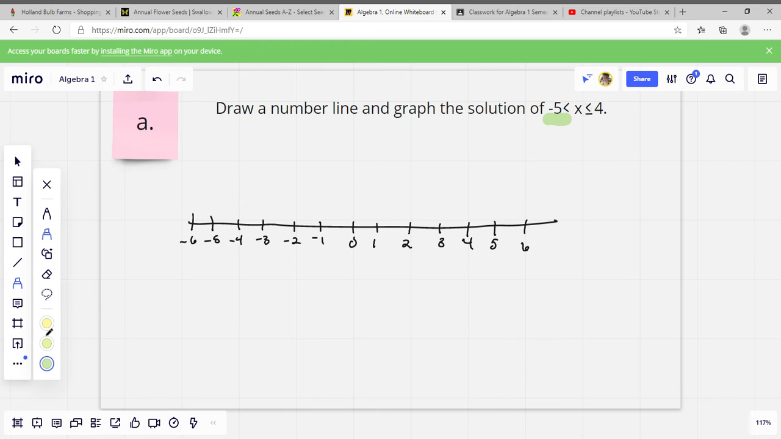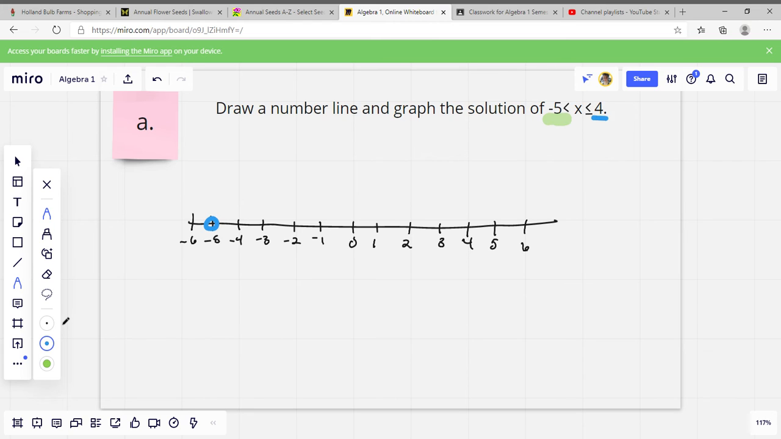So x is everything that's greater than -5, but not equal to. So -5 is greater than, but not equal to. So that needs to be an open circle. That did not work at all. I need to go to a regular pen instead of a highlighter. All right, so this one's an open circle on -5.